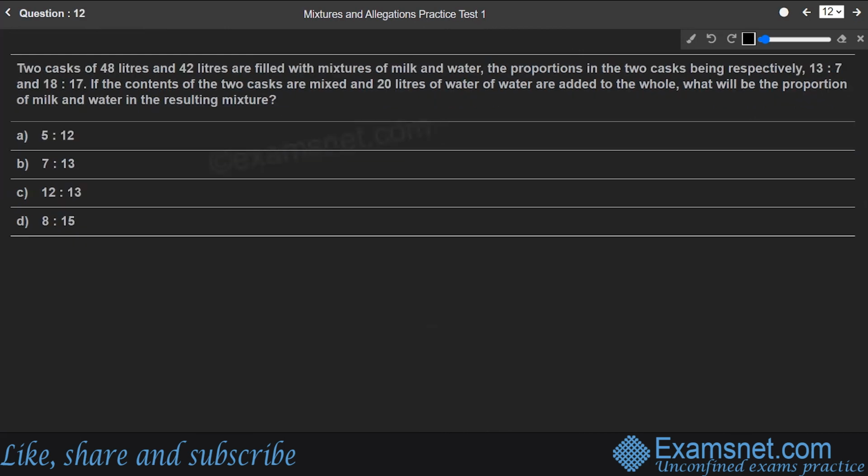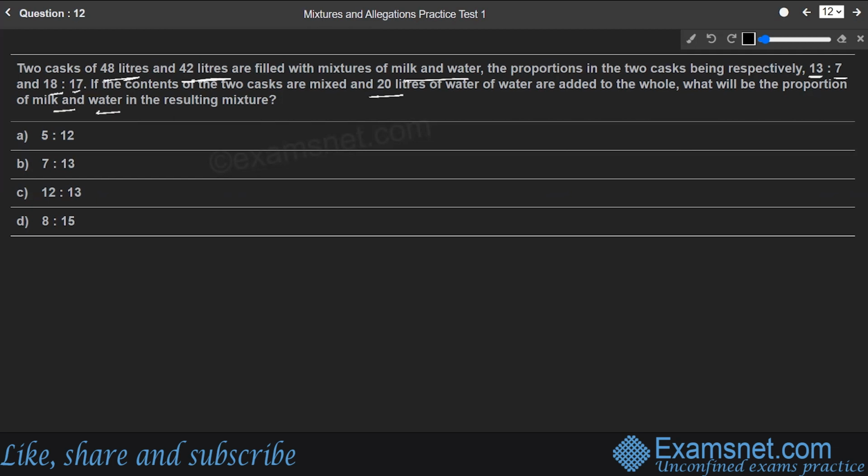Two casks of 48 liters and 42 liters are filled with a mixture of milk and water. The proportion in the two casks being respectively 13 is to 7 and 18 is to 17. If the contents of the two casks are mixed and 20 liters of water are added to the whole, what will be the proportion of milk and water in the resulting mixture?